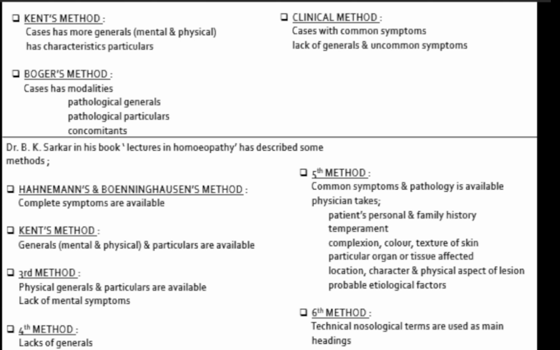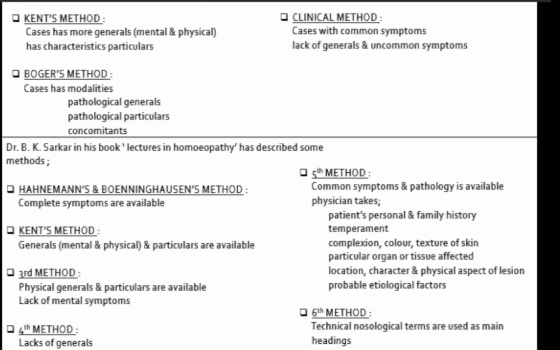Fourth is clinical method. What happens if a patient only gives you very common everyday symptoms and lacks any unique or general symptoms? That's when you use the clinical method. Finally, to make things even more practical for everyday clinical practice, Dr. B.K. Sarkar gave 6 specific clinical situations in his book, Lectures in Homeopathy. He categorized what to do based on what information the patient actually gives you.